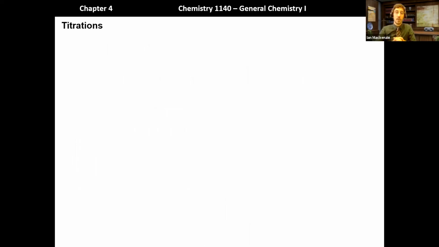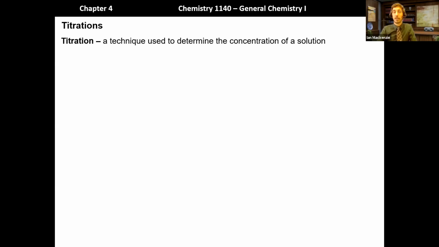Now, another useful technique that comes out of solution concentration is the ability to determine the concentration of a solution when you know the identity of the species that's in solution, but you don't know the concentration. How would you determine the concentration of a solution of acid? That's where titrations come in. Titrations are a technique that's used to determine the concentration of a solution. These are used when we know what's in solution, we just don't know how much of it is in solution.